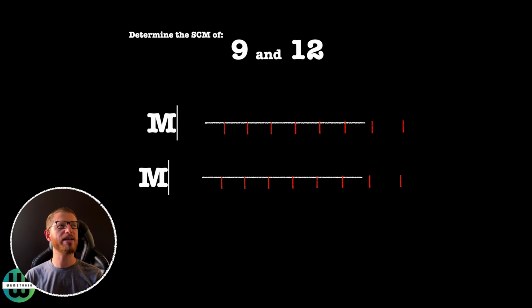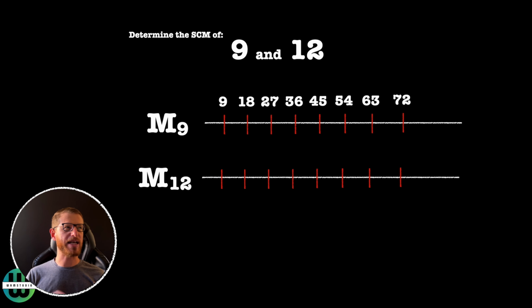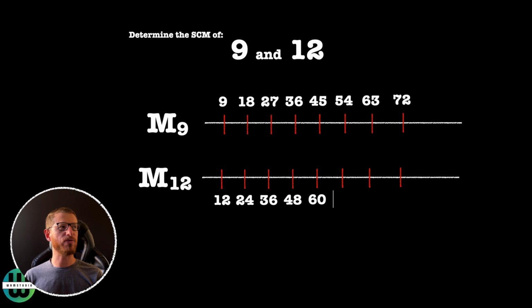I'm going to first write down the multiples of 9 and the multiples of 12. 9's multiples: 9, 18, 27, 36, and so on. And 12's multiples are 12, 24, 36, 48, 60, and so on. Now I need to find the smallest common multiple found in both these number lines. If I look closely, the smallest one which is common is 36, meaning that the LCM, or the smallest common multiple, of 9 and 12 is 36.